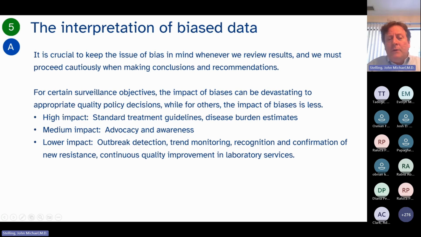And then lower impact. If you're looking for outbreaks, even with significant biases, the outbreaks should usually be obvious. You can look at trends. It's slowly getting better, it's slowly getting worse. This problem is more common than that problem, and quality improvement. So as I said, biases are always a concern. For treatment guidelines, the impact can be terrible. You might make a bad treatment recommendation based on the biased data. If you're talking about outbreak detection or quality improvement, you want to keep the biases in mind, but it won't usually impact significantly your ability to find outbreaks and quality issues.